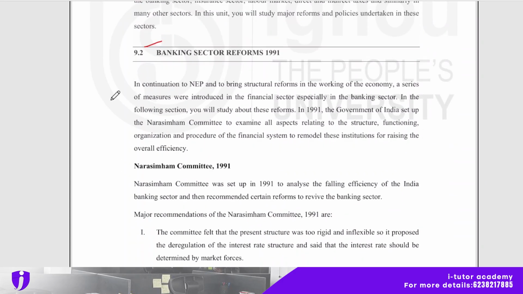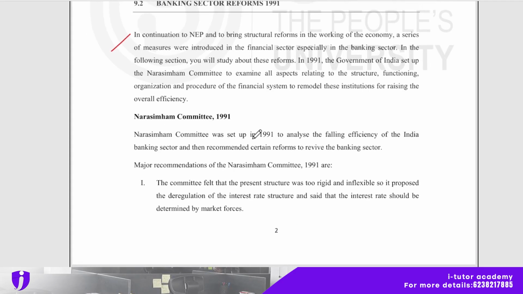Banking sector reform 1991. In continuation to NEP and to bring structural reform in the working of the economy, a series of measures were introduced in the financial sector, especially in the banking sector. In the following section you will study about these reforms.